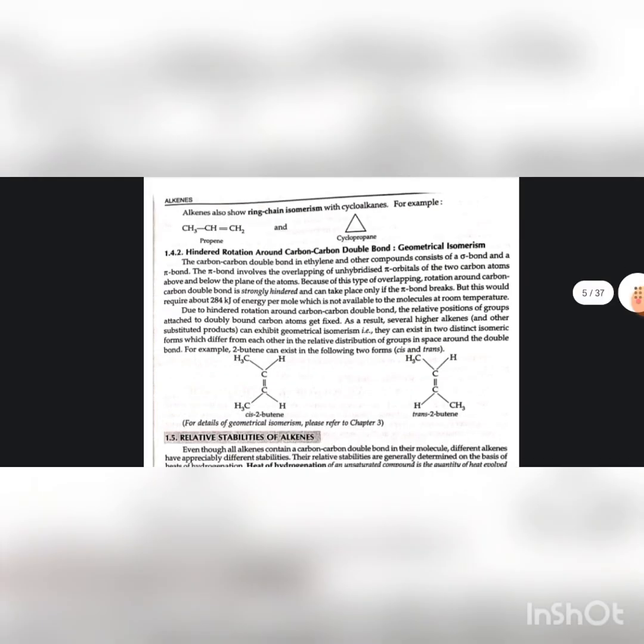Similarly, C5H10 can have five structural isomers: 1-pentene, 2-pentene, 2-methyl-1-butene, 3-methyl-1-butene, 2-methyl-2-butene. Alkenes also show ring-chain isomerism with cycloalkanes, for example, propene and cyclopropane. Second is hindered rotation around the carbon-carbon double bond, geometrical isomerism. The carbon-carbon double bond in ethylene and other compounds consists of a sigma bond and a pi bond.